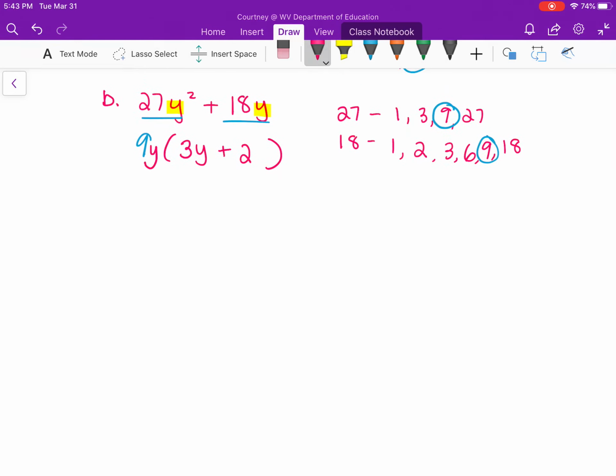You ask, what do these things have in common? And you take that out. And then you write what's left over on the inside. So let's do this next one. 20t minus 16t squared.